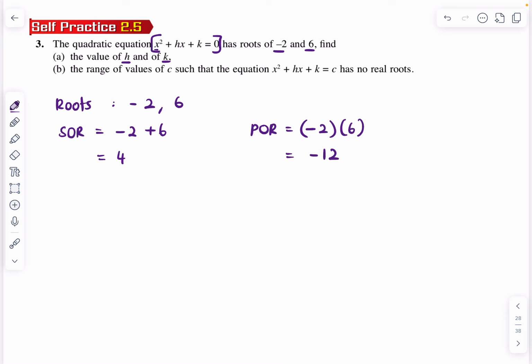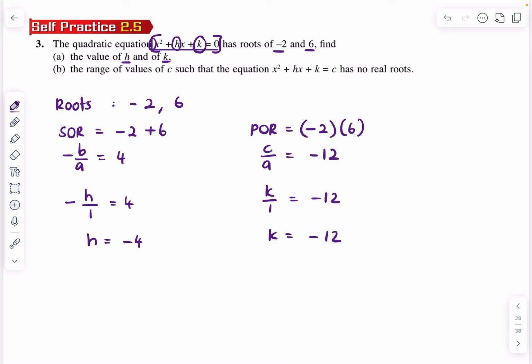Okay, so from this equation, we know sum of roots will be -b over a. And product of roots is usually c over a. This is the formula lah. Okay, so b is h, a is 1, c is k, a is 1. Therefore, h is -4 and k is -12. Done. So our h is -4, k is -12.